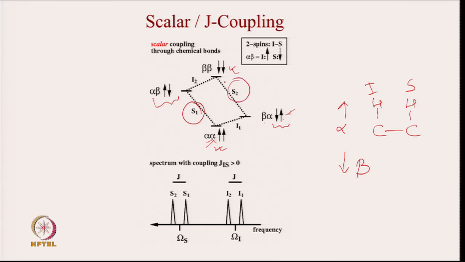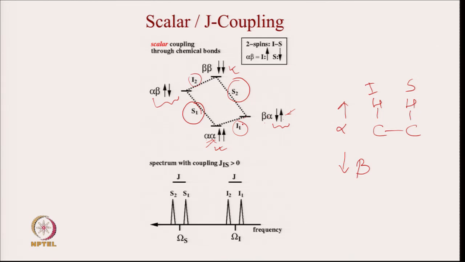Whereas, if you see this transition alpha alpha to beta alpha, the spin of I is changing direction, it is going from alpha to beta, whereas in this also spin of I is changing direction, and that is why these are known as I 1 and I 2 transition. So, now you can see that we have two S transitions and two I transitions.